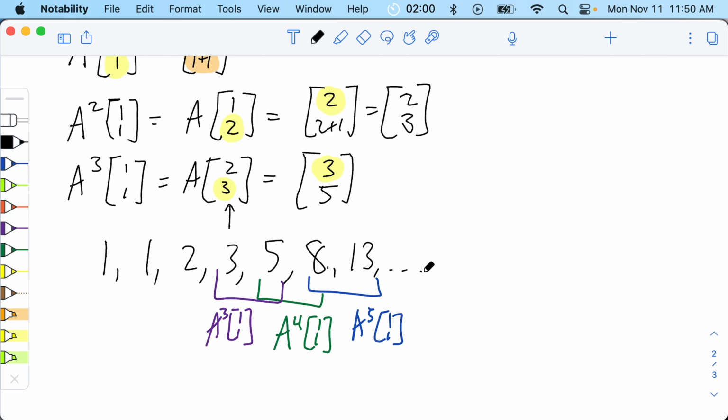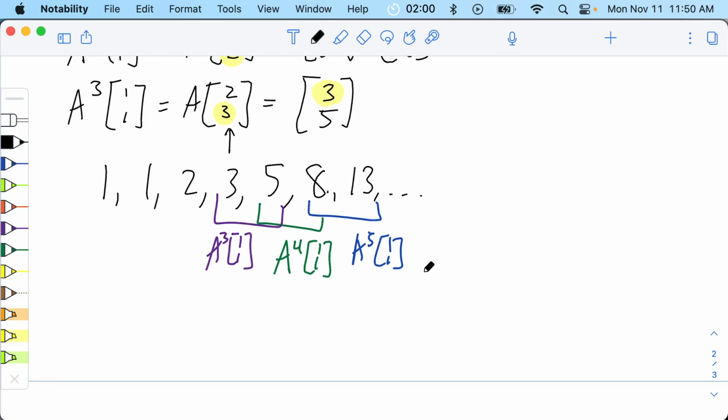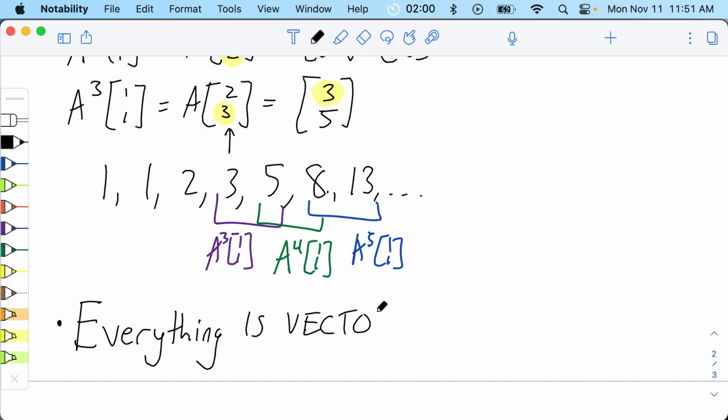Why am I telling you this? The lesson of the last few weeks of this course is that everything is vectors, or everything can be vectors. So even something like the Fibonacci numbers, which you think of as a sequence of numbers, is actually secretly something to do with vectors. And you can calculate them with this matrix power A.